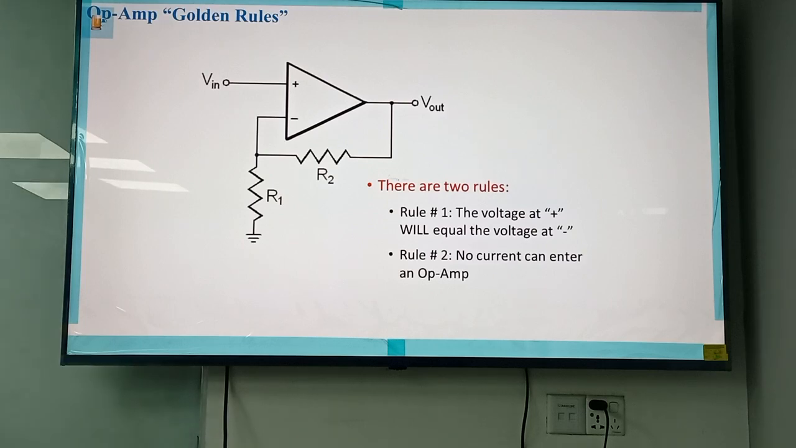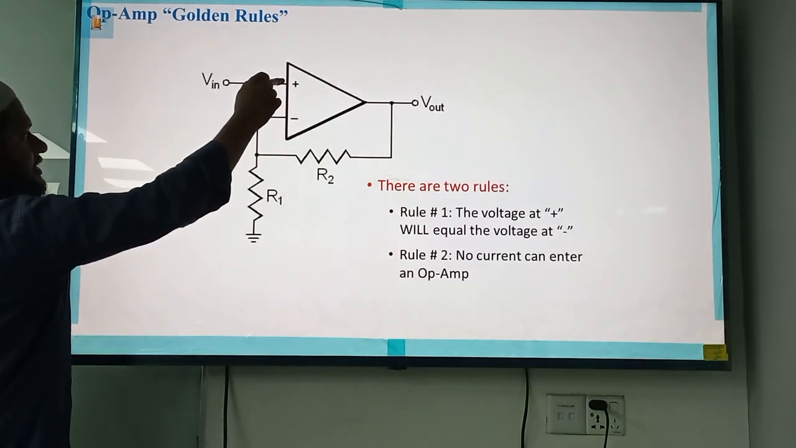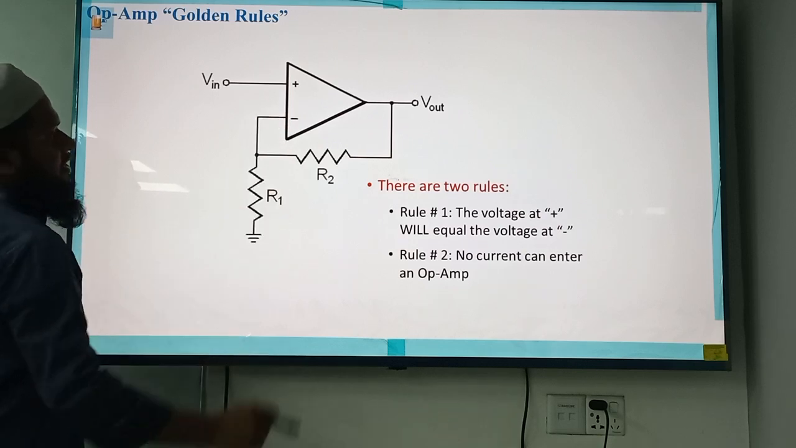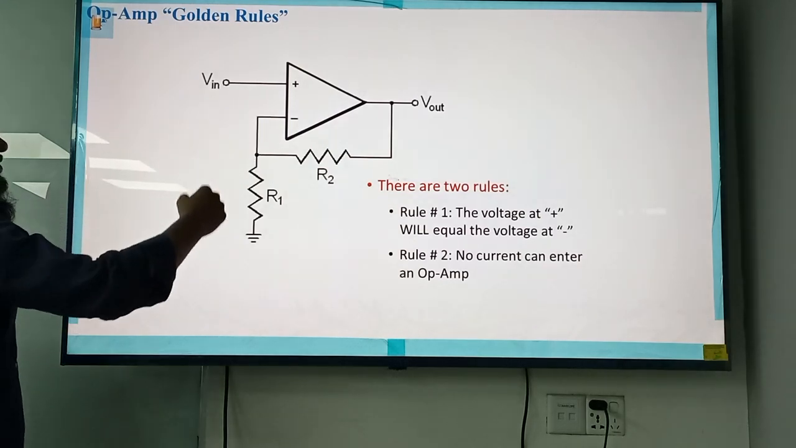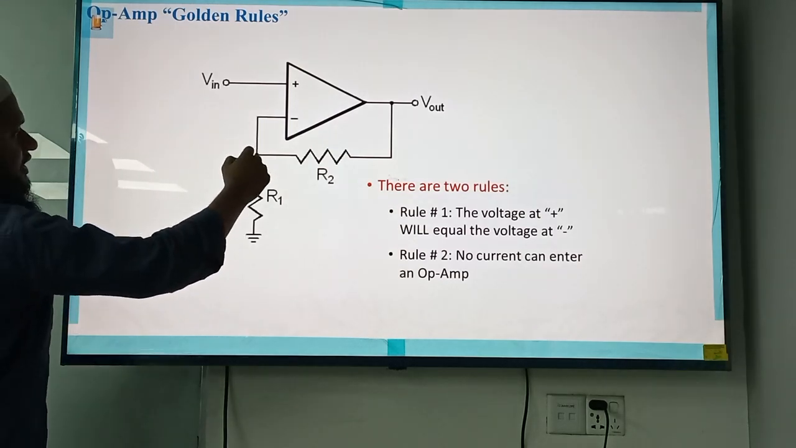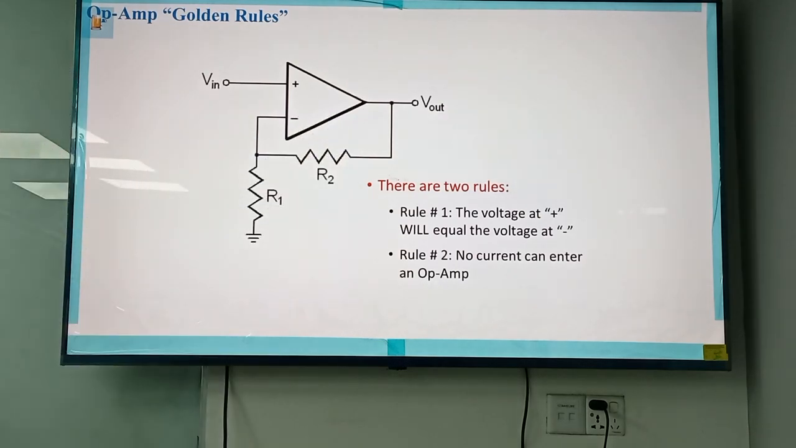Okay, so this is the first one, and the second one is that no current can enter an op-amp. In that particular terminal, the non-inverting terminal and inverting terminal, no current can enter. So that means there will be no current. The current will flow from here to here. These are the golden rules, or assumptions, that we can use for the op-amp.